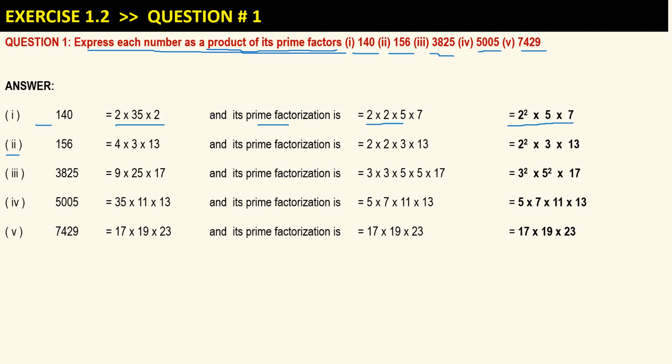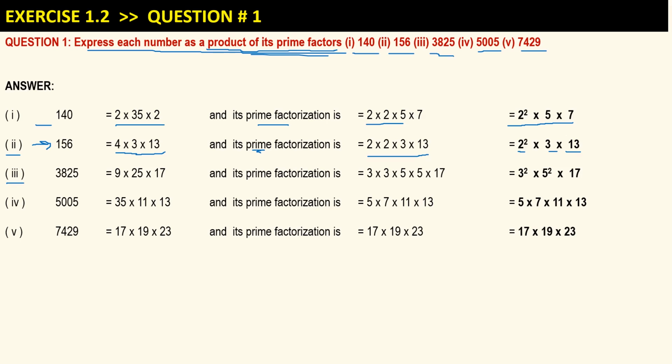Similarly, let's do the second part, which is 156, and this can be decomposed as 4 multiplied by 3 multiplied by 13, and if we want to further decompose it into the primes, then it will be 2 multiplied by 2 multiplied by 3 multiplied by 13, which will give 2 raised to power 2 multiplied by 3 multiplied by 13, and this will be the product of its prime factors.